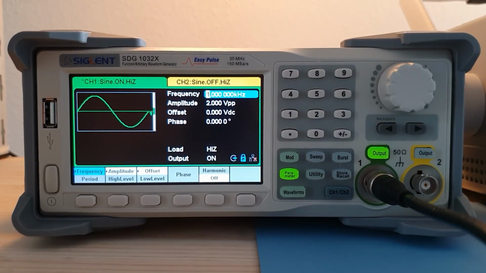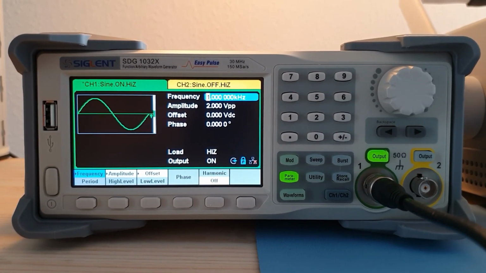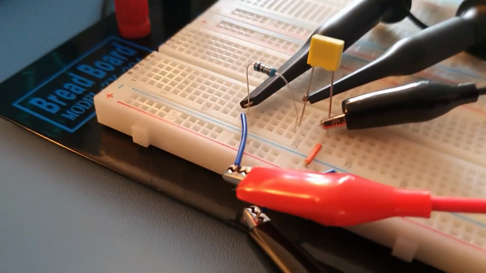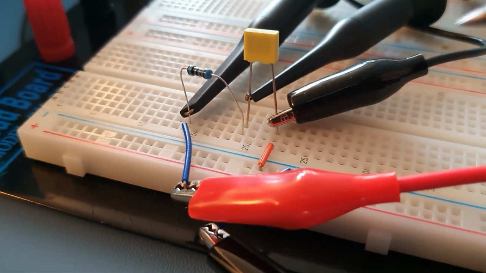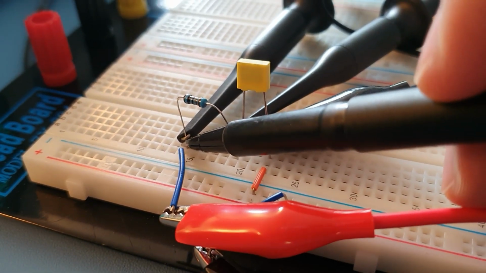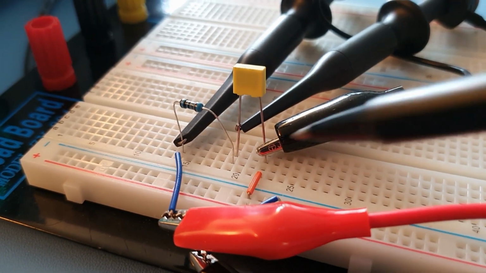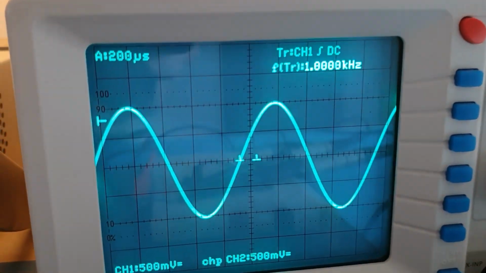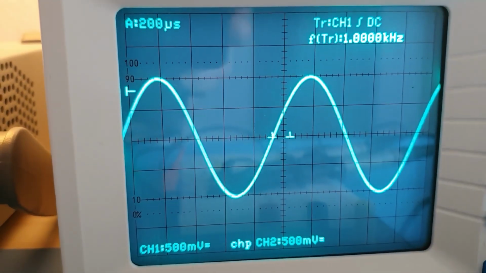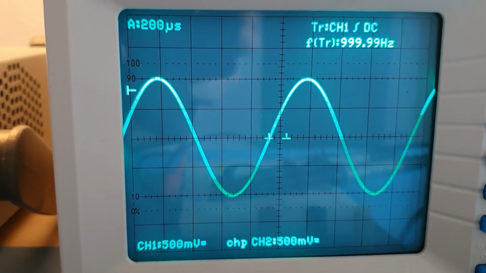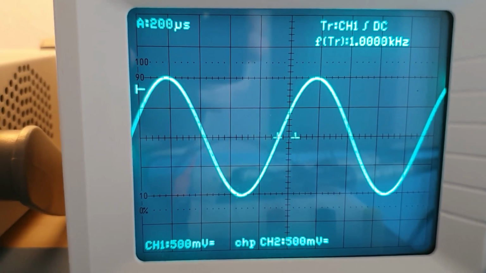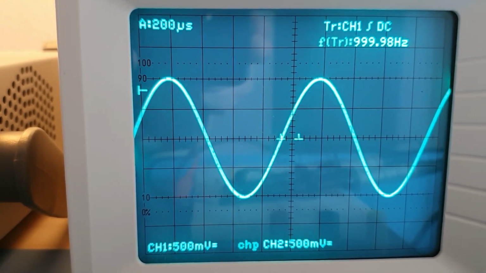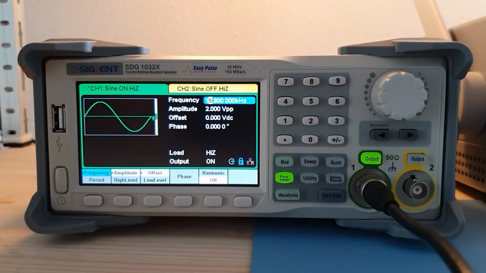So we're going to use our signal generator. It is configured with 1 kHz in 2 volts peak to peak, and this is the circuit. We are going to connect here the input, the channel 1 of the oscilloscope, and the channel 2 here on the output. What we see on the screen is that both signals, the input and the output, are the same. That is because the frequency of the signal is lower than the cutoff frequency of the low pass.